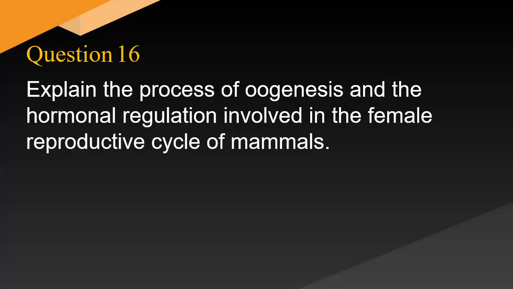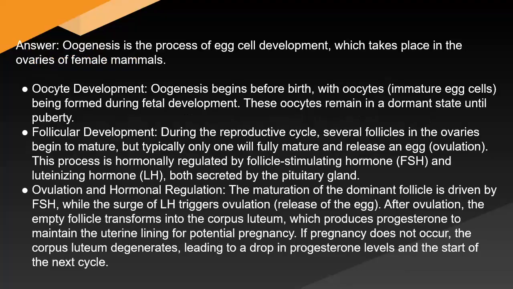Explain the process of oogenesis and the hormonal regulation involved in the female reproductive cycle of mammals. Answer: oogenesis is the process of egg cell development which takes place in the ovaries of female mammals. Oocyte development. Oogenesis begins before birth, with oocytes, immature egg cells, being formed during fetal development. These oocytes remain in a dormant state until puberty.